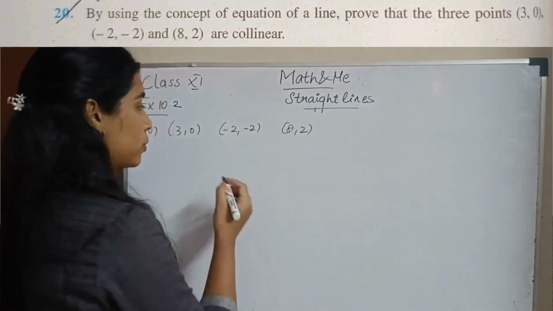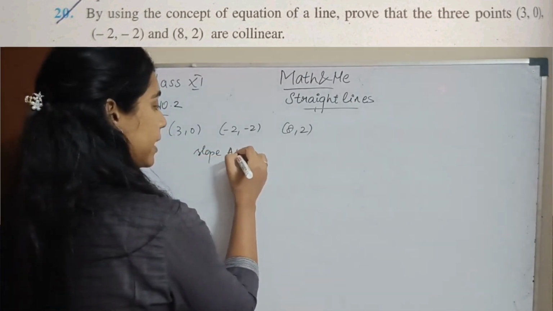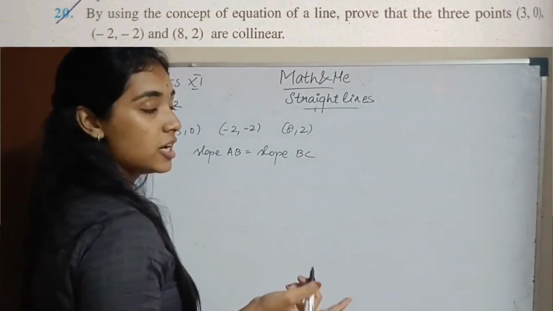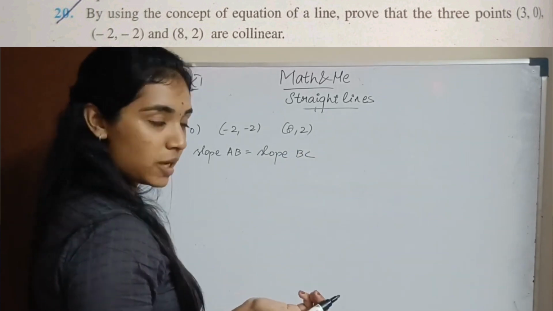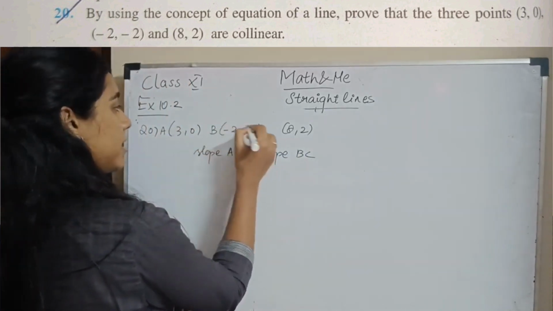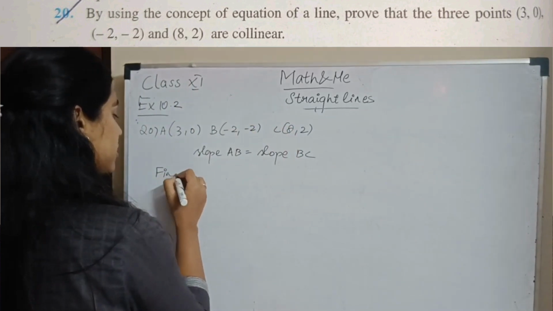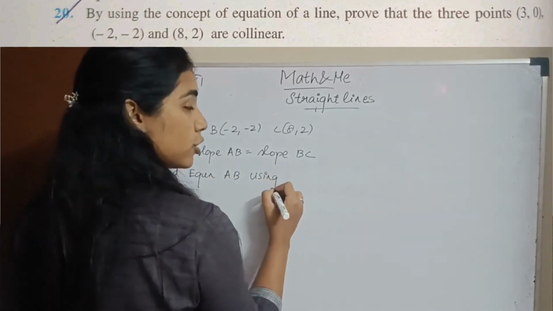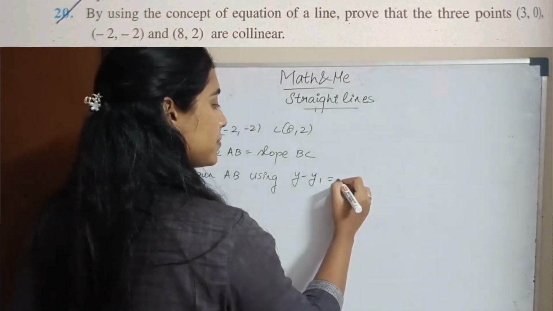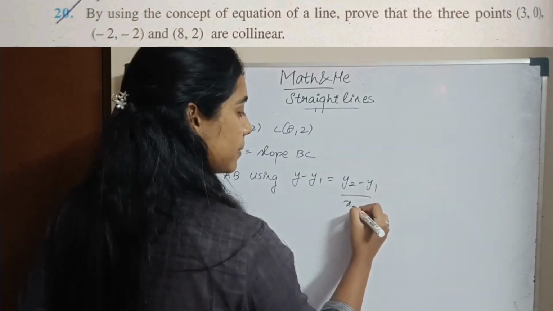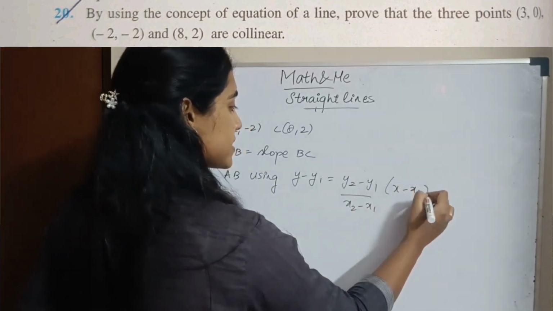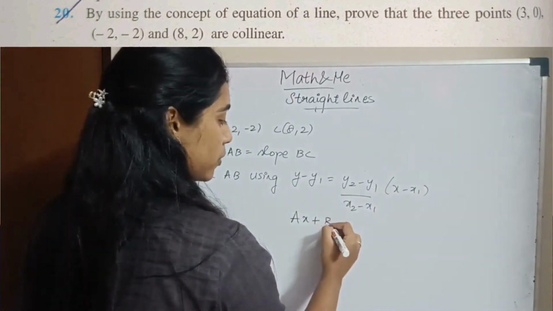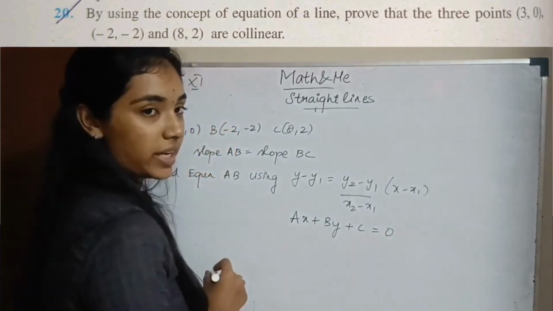If you have to use the slope, what will you do? You have slope AB equals slope BC. So if you prove this, they are collinear. How do you prove this? By using the equation. So you take A and B, you find the equation of AB using the 2-point form. What is it? y minus y1 equals (y2 minus y1) divided by (x2 minus x1) times (x minus x1). You'll get an equation in terms of x and y. So this will be your equation.